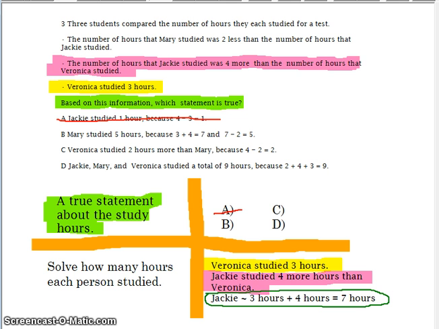So first, we know that Veronica studied 3 hours. It's already given. Let's look at how many hours Jackie studied. The information says Jackie studied 4 more hours than Veronica. Since Veronica studied 3 hours, that means 3 plus the 4 more hours Jackie studied is equal to 7 hours. Again, 3 hours plus 4 hours is equal to 7 hours. So we know that Jackie studied 7 hours.